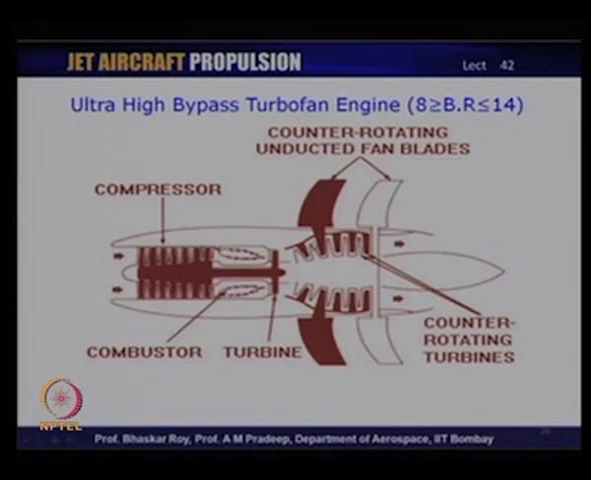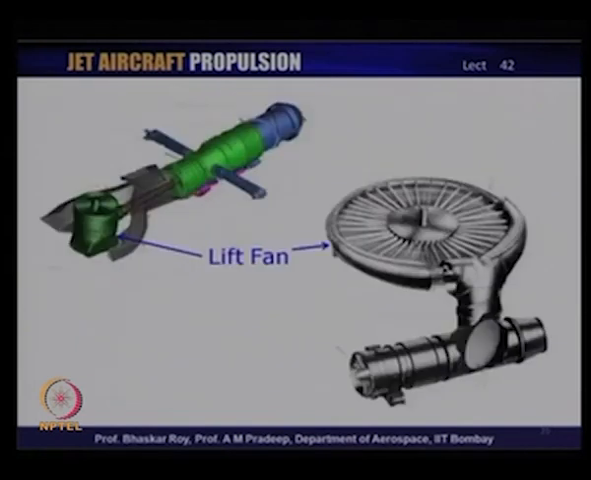So, these statorless turbine configurations would probably power the counter rotating unducted or ducted fan blades for the future ultra high bypass turbofan engines. The other kind of engine that has been taking place for some time is also referred to as lift fan, and in this kind of lift fan, the lifting fan which you see here at the front of the engine can actually be tilted.